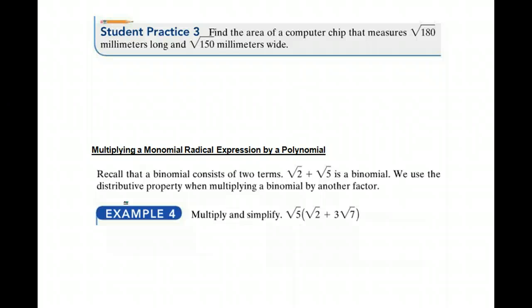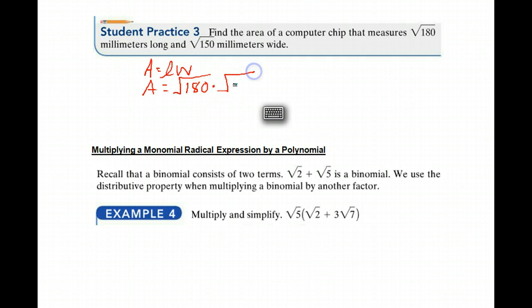Okay, by now you should have had an opportunity to complete student practice number 3. Again, we're working with the area formula, so we want to start out with length times width. So we're going to plug in our square root 180 and multiply that by our square root 150. Now, as I mentioned in the previous problem, we can go ahead and apply the multiplication rule right now and multiply our 180 times our 150.